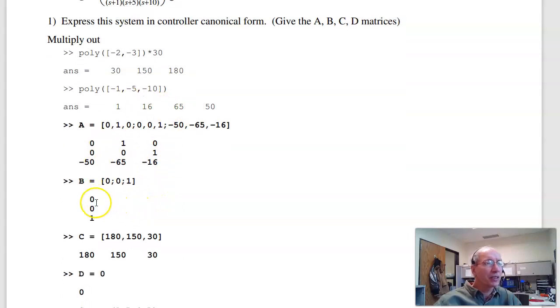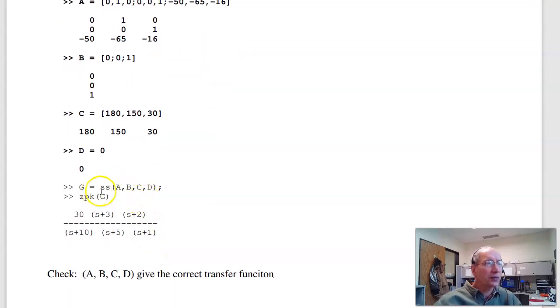The B matrix is 1 in the last entry, and the C matrix is the numerator polynomial in decreasing powers of s, or increasing powers of s. So there's the 180 plus 150s plus 30s squared. As a check, if you throw that into MATLAB, store it in state space form, and find the transfer function, I get the right answer. So that is one way to represent this system.